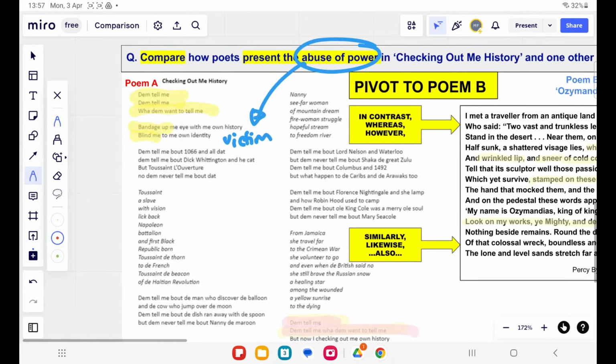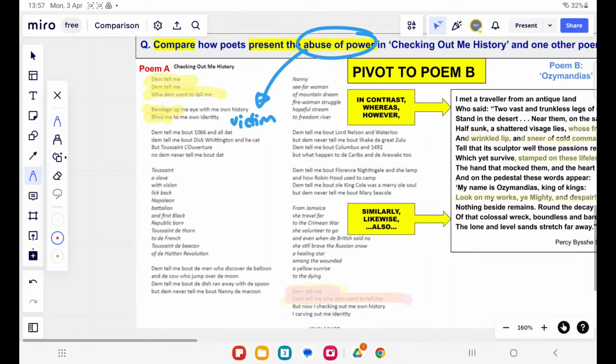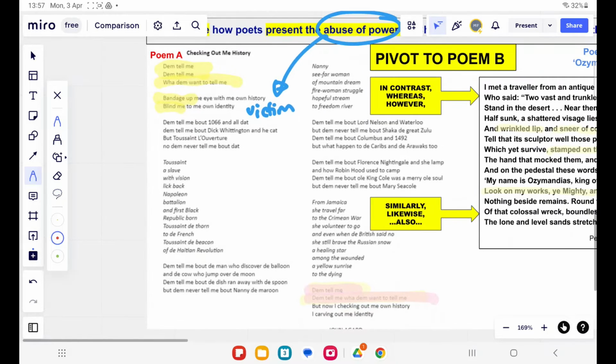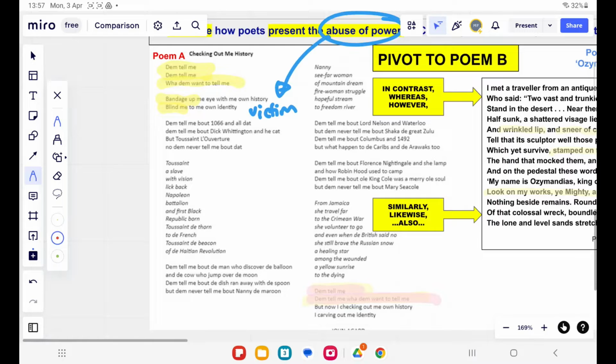Okay, so let's have a quick look at things we could say. Let's start with language. Well, we've got this very colloquial, phonetic style, non-standard English, "dem tell me", which immediately gives the speaker, which we might think of as Agard, a voice that's very unique and very anti-British, i.e. anti white British establishment. So immediately from the very first word, he's setting himself up in opposition to the traditional British education he received in Guyana and the white establishment that has imposed its colonial view of the world on Guyana and on himself. So there we can explore that.